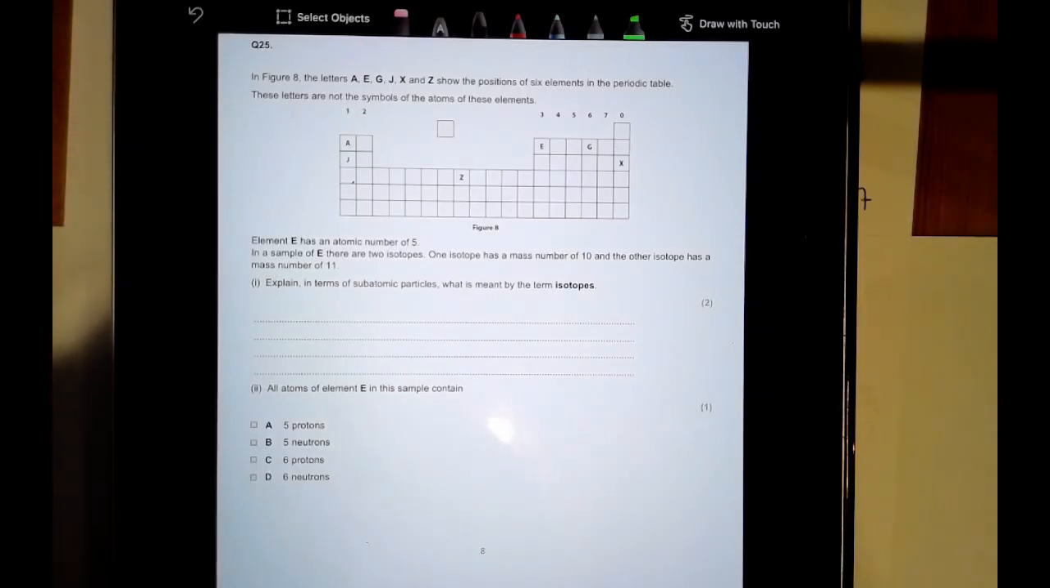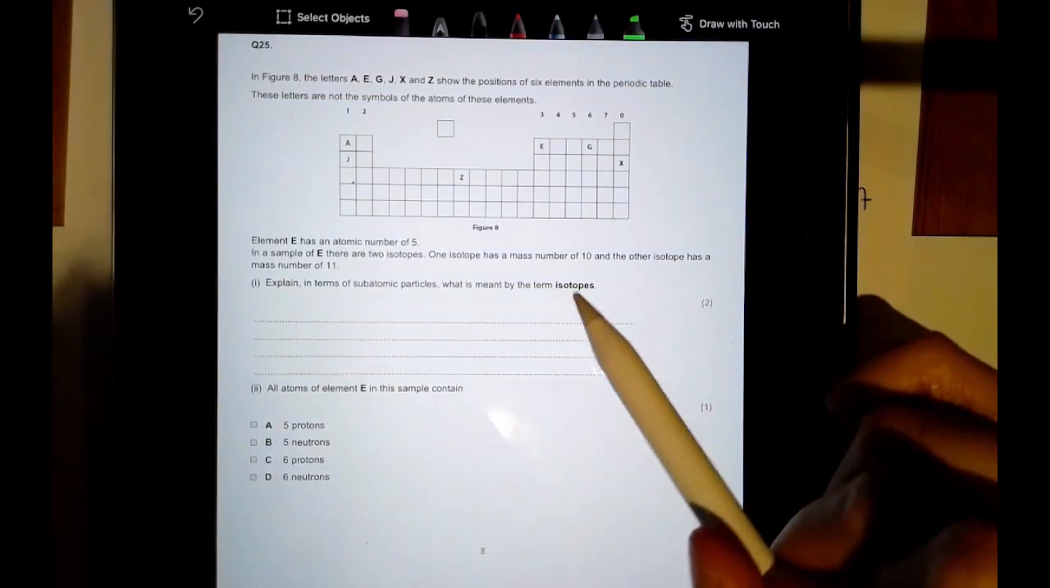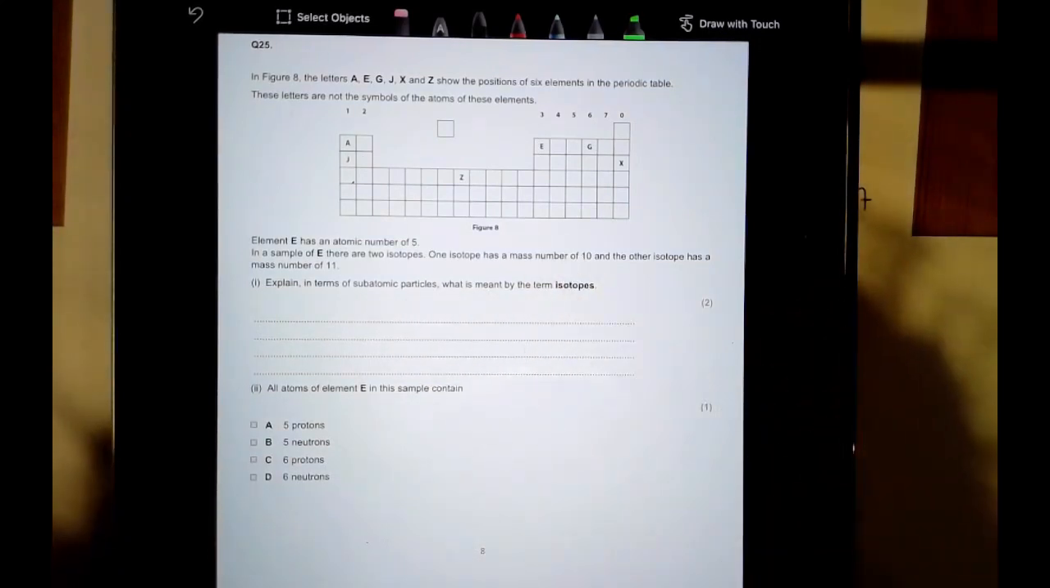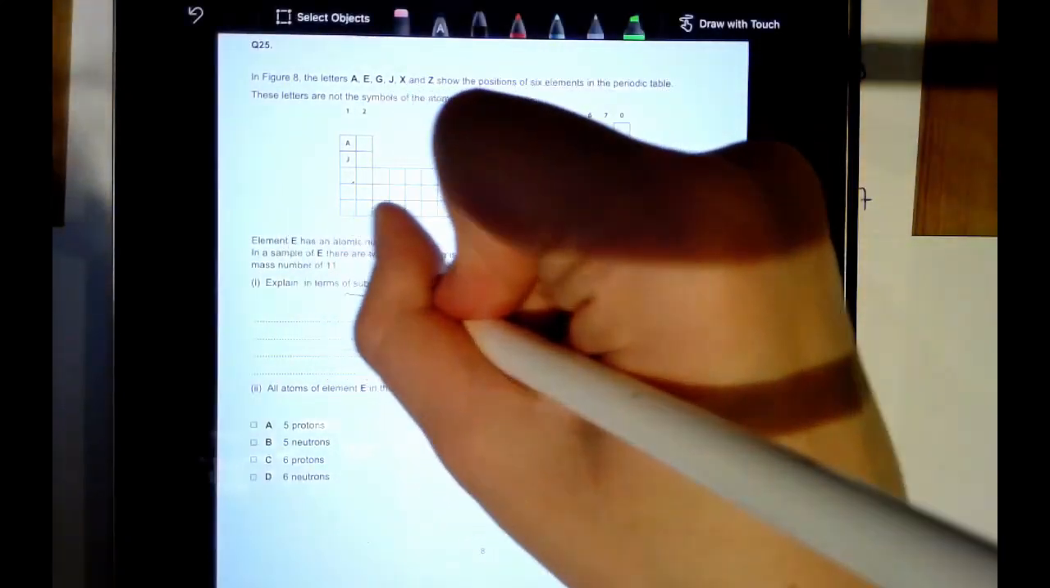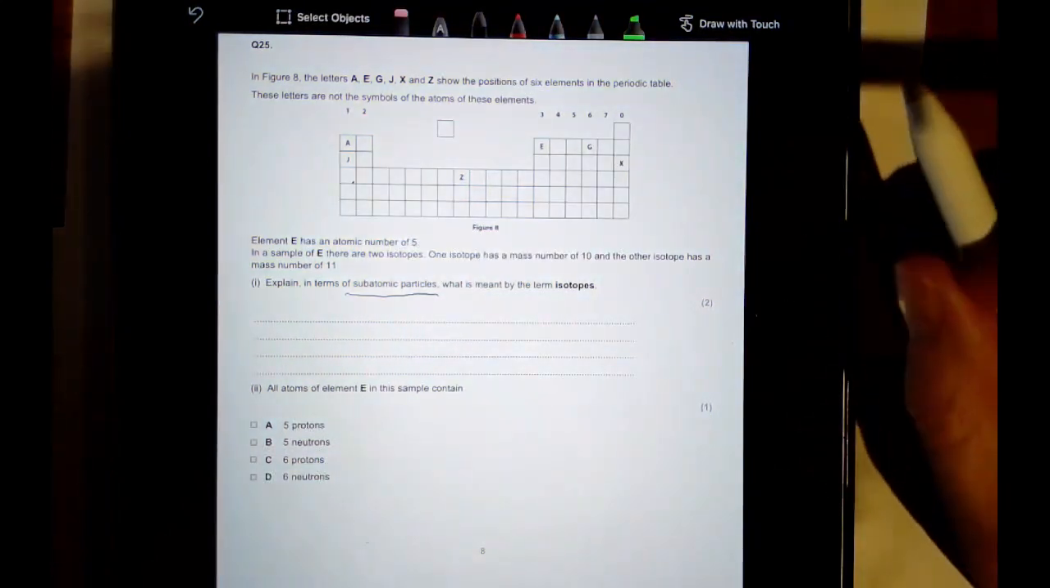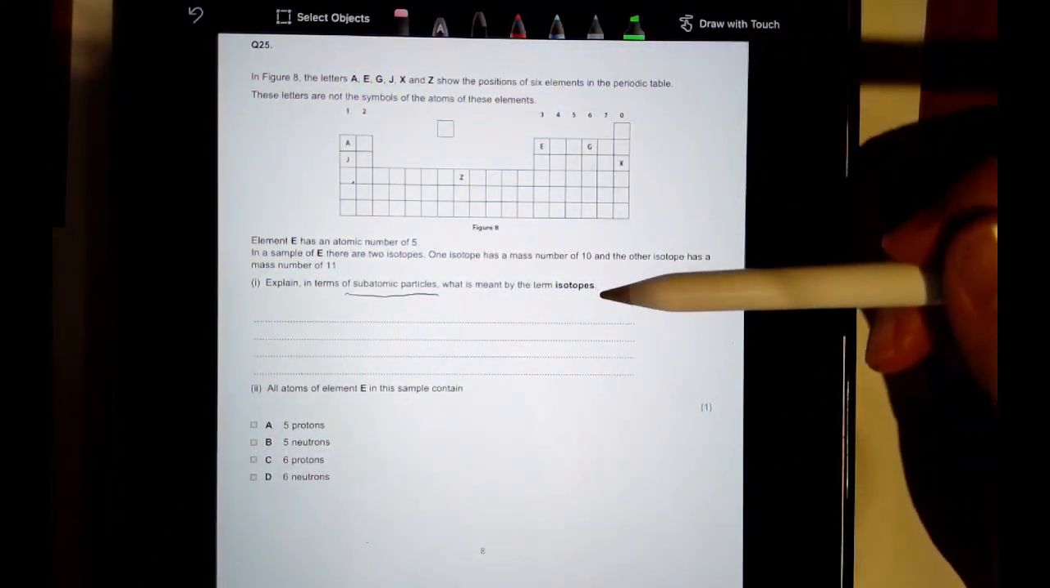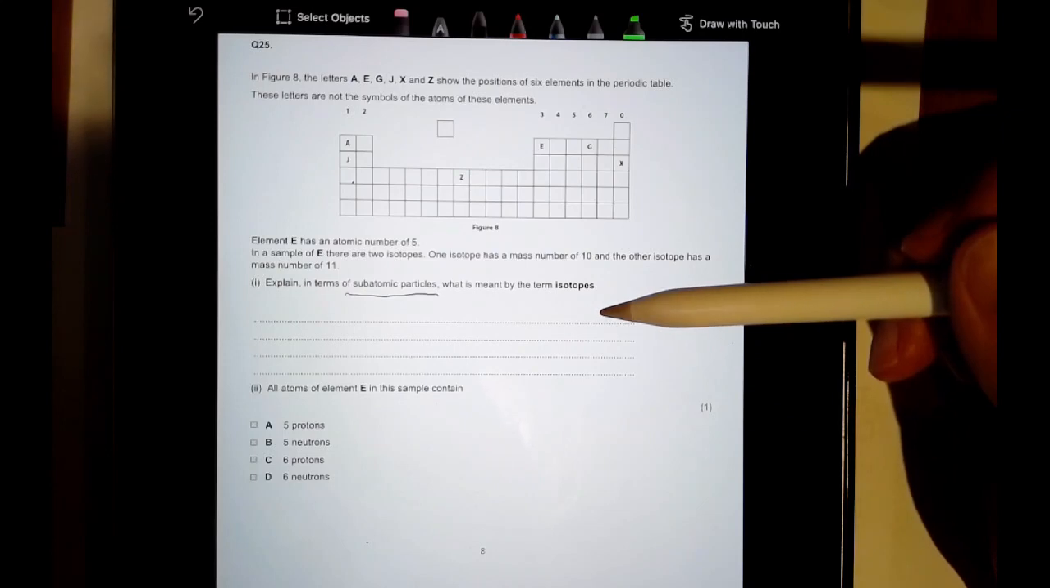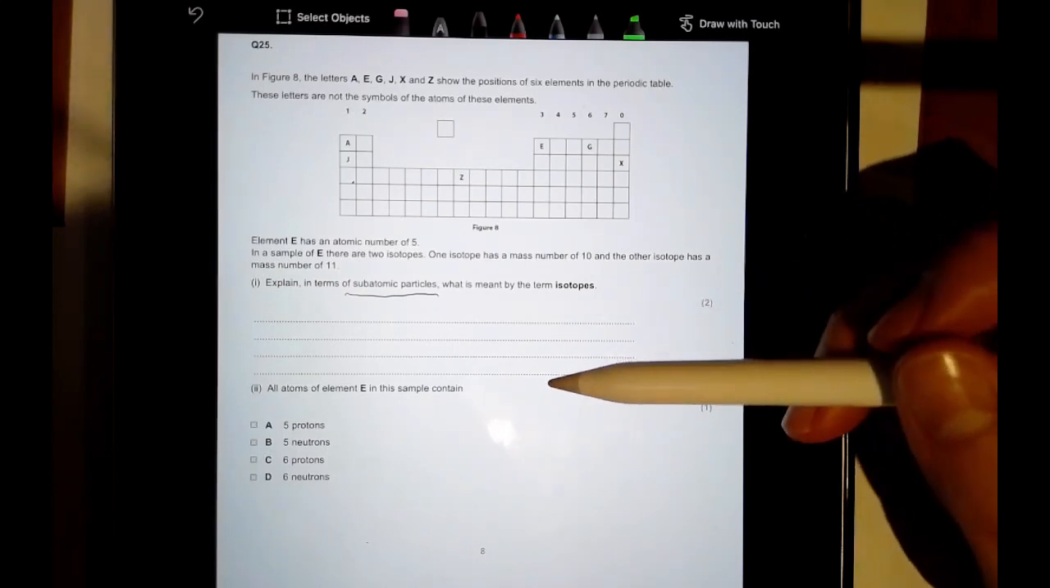This is a definition that you're going to have to learn. Isotopes have the same number of protons, but they have got a different number of neutrons. And because they've got a different number of neutrons, you'll see here that they have a different mass, okay? But in terms of subatomic particles, the subatomic particles are just protons, electrons, and neutrons. So you can say isotopes have the same number of protons, they have a different number of neutrons.